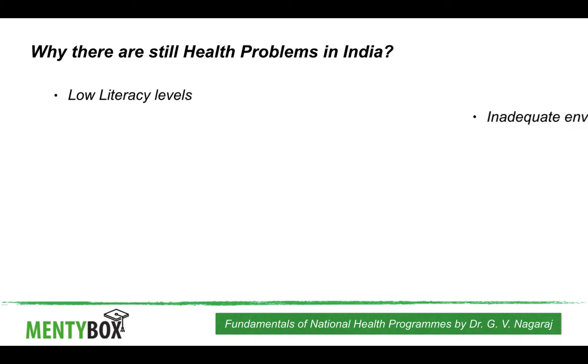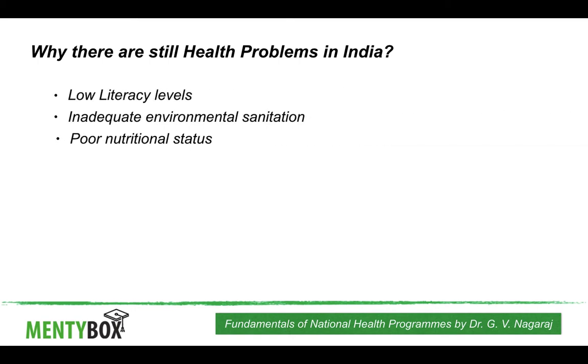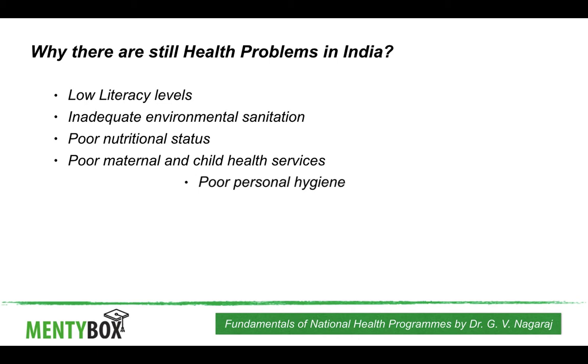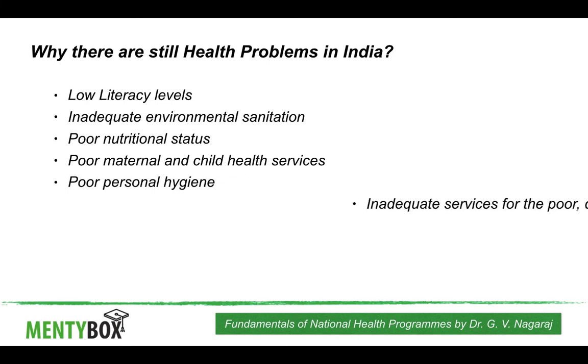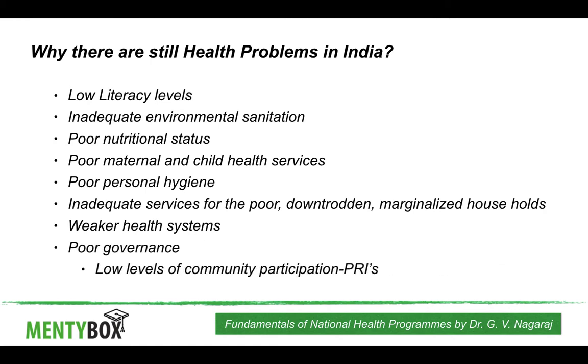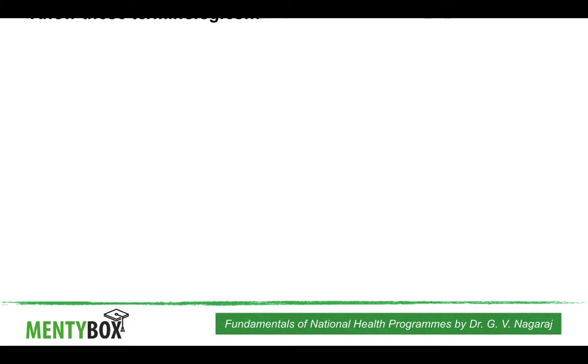Why are there still health problems in India? It is because of low literacy levels, inadequate environmental sanitation, poor nutritional status, poor maternal and child health services, poor personal hygiene, inadequate services for the poor, downtrodden, marginalized households, weaker health systems, poor governance, low levels of community participation, and Panchayat Raj institutions.